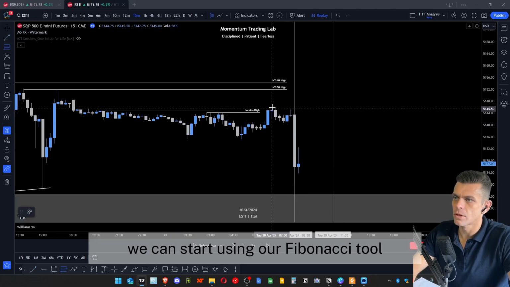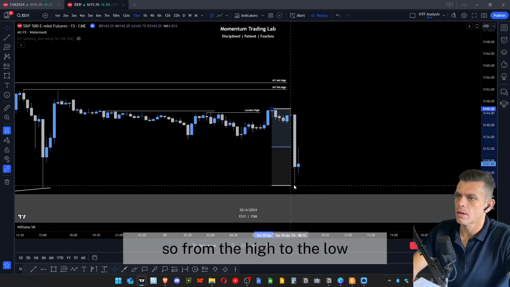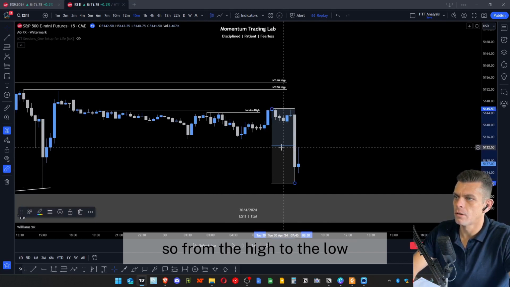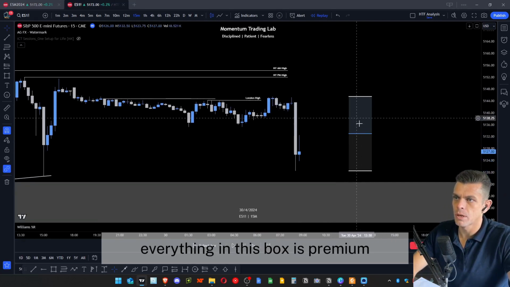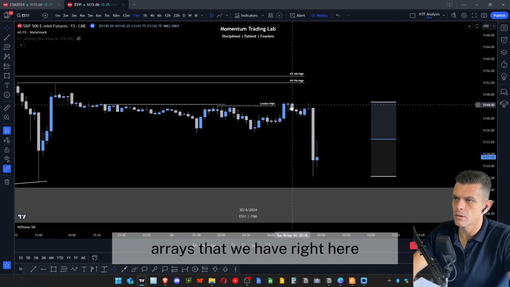So we can start using our Fibonacci tool. Just going to quickly remove the kill zone lines. Okay, so from the high to the low, everything in this box is premium, everything in this box is discount. All right, so let's have a look at the PD arrays that we have right here.